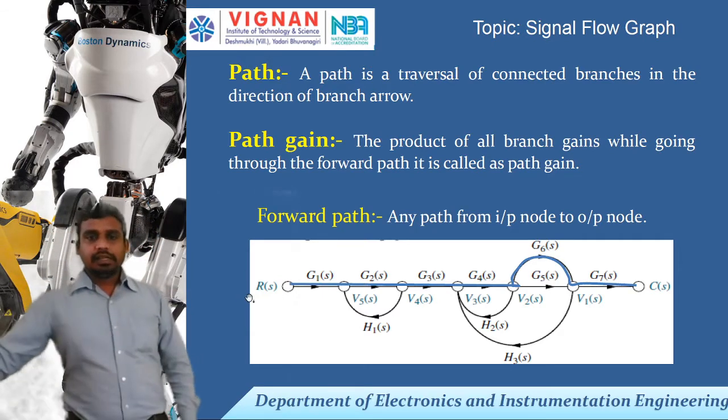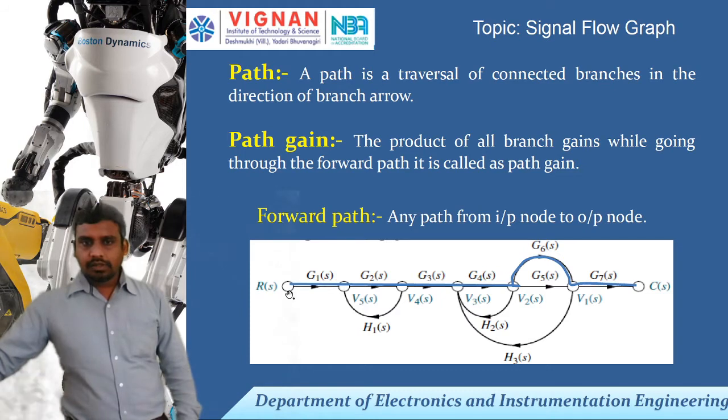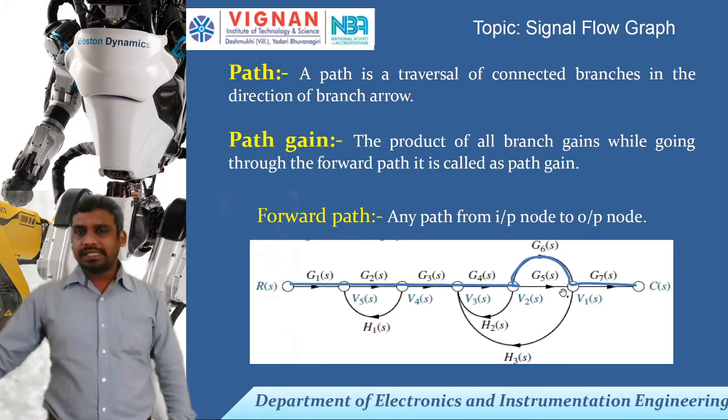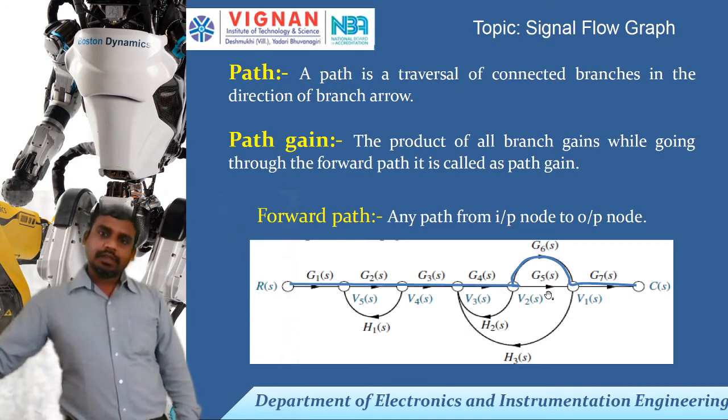So if you observe in this diagram, R(S) is the signal, and you can observe the signal going through a path. There are two forward paths here. One connects G1, G2, G3, G4, G5 and G7, going via G5. The other travels the same nodes but has one more branch, G6, ending up at C(S). So starting from input to output, there are two paths, right?